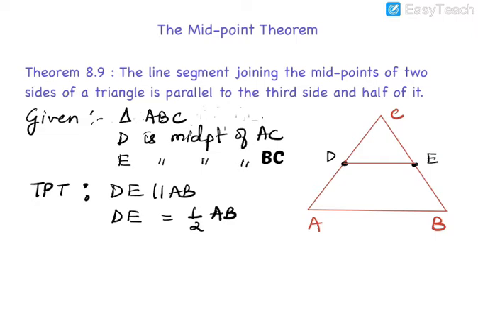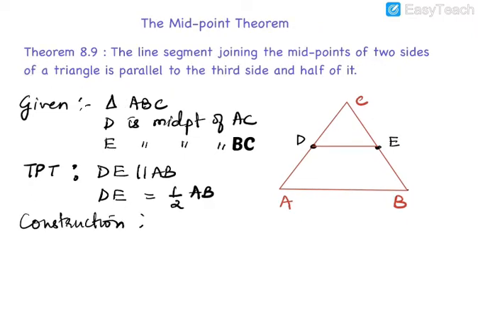In order to prove this theorem, we will have to do some construction. We will have to draw a line from B such that this line is parallel to AC. And then we will extend DE so that it meets this parallel line that we have drawn at point F.